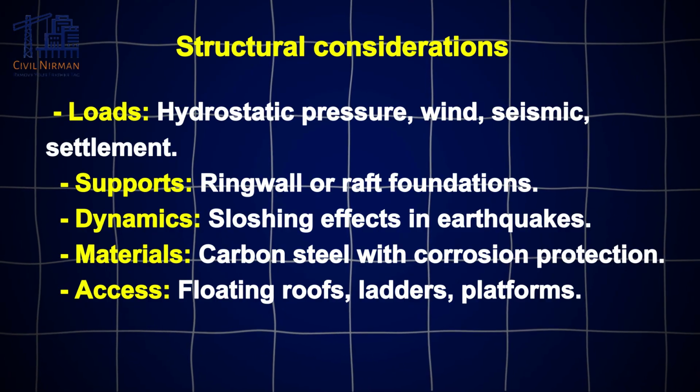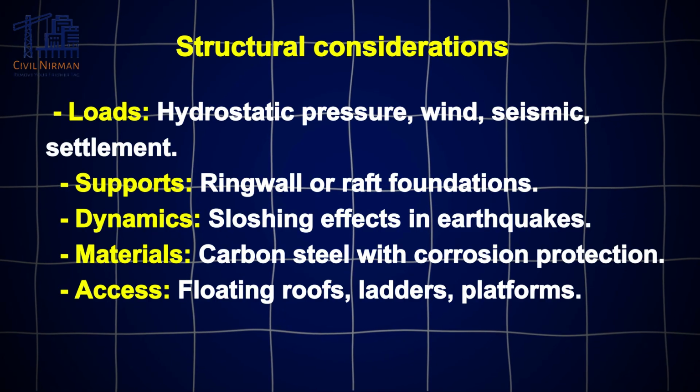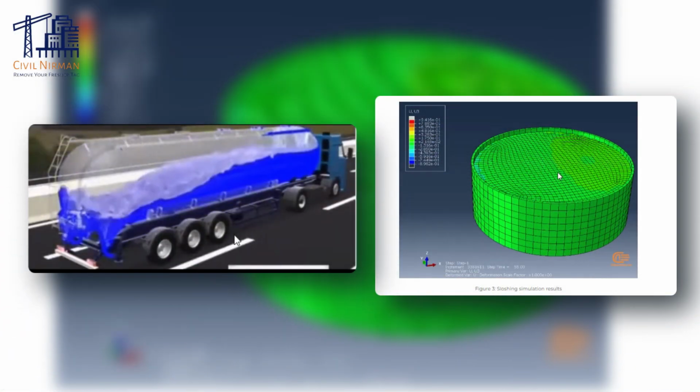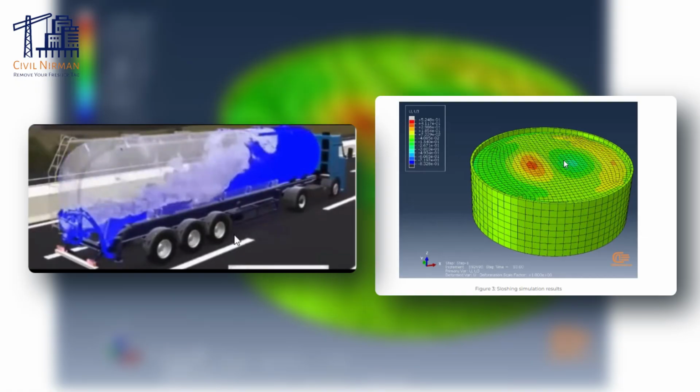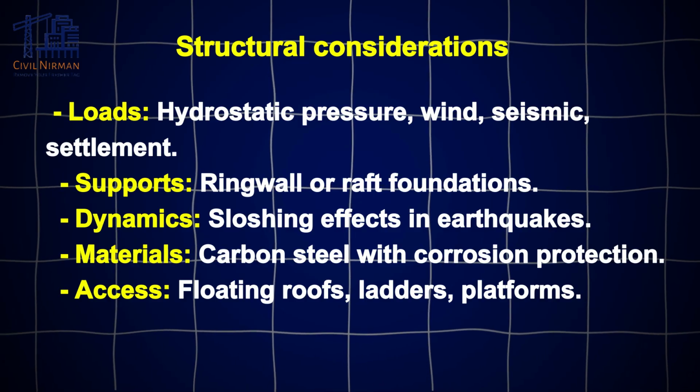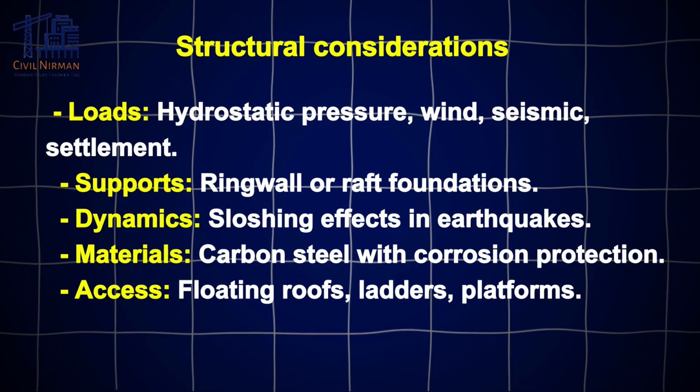They are usually supported on ring wall or raft foundations. In case of their dynamics, there are sloshing effects in earthquakes. They are made of carbon steel with corrosion protection, and for their access, usually they are provided with floating roofs, ladders and platforms.